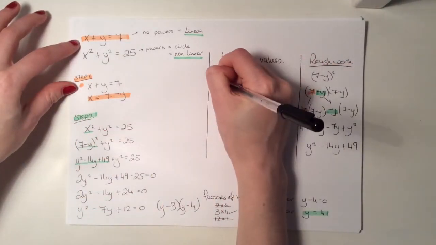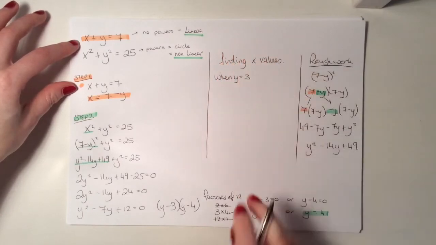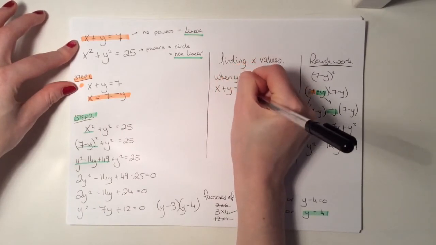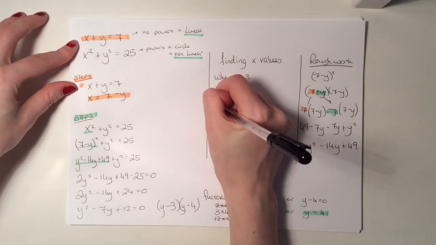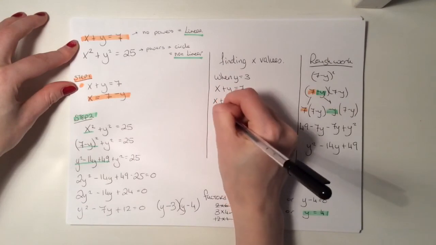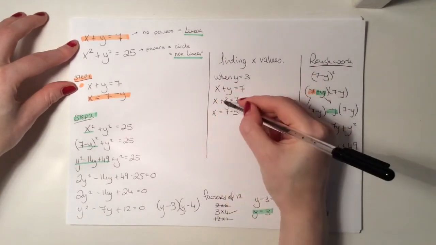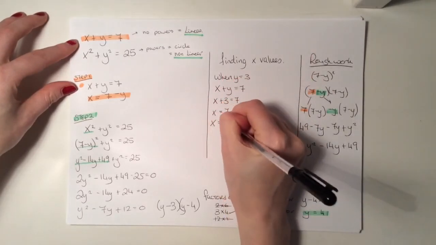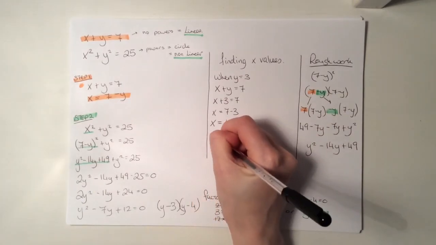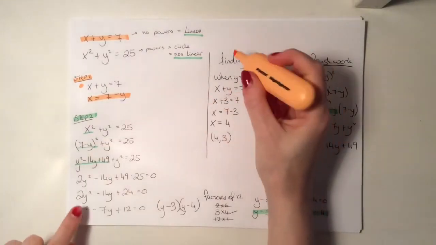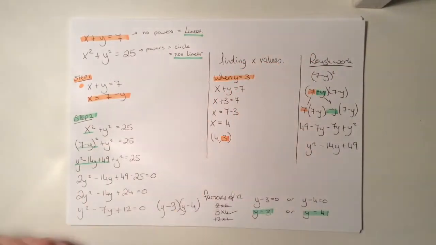So when y equals 3, taking this one, we're going to say x plus y equals 7. Now we know y is 3, so replace y with 3. So x plus 3 equals 7. Isolate x. Bring the 3 over to minus 3. X equals 7 minus 3. X equals 4. So when x is 4, the y is 3. Okay, so when y is 3, I get a value of x is 4.